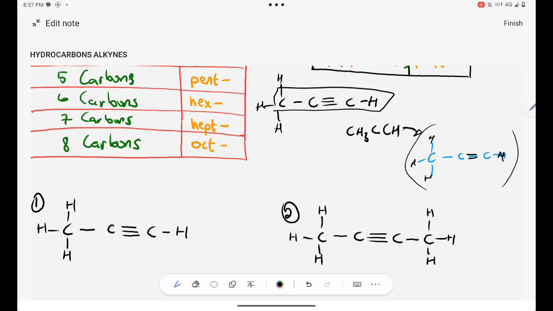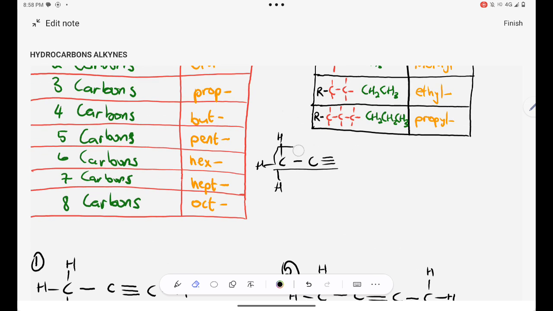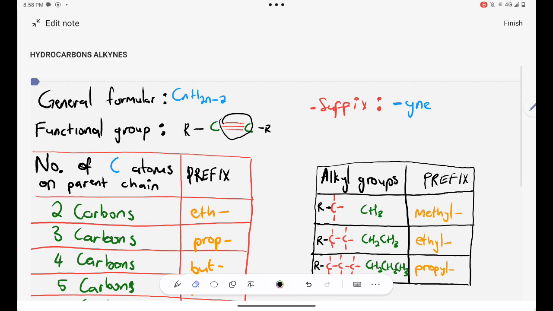The IUPAC name of my alkyne is simply prop-1-yne. That's how you move from a condensed formula to a structural formula. Please note, guys, that alkynes are just unsaturated hydrocarbons. Why are they unsaturated? Because they have three bonds between adjacent carbons. That's why they are unsaturated.